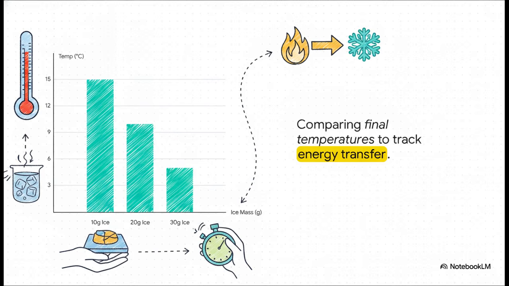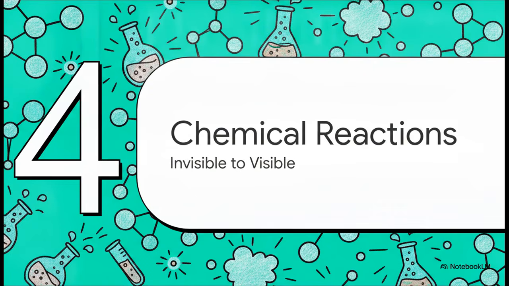You'll plan investigations to see this thermal energy transfer in action. Take melting ice, for example. It absorbs heat from its surroundings. That is a classic endothermic process. By tracking the final water temperatures in different experimental setups, we gather hard, undeniable evidence of exactly where that invisible energy went. Now for Section 4, investigating chemical reactions.